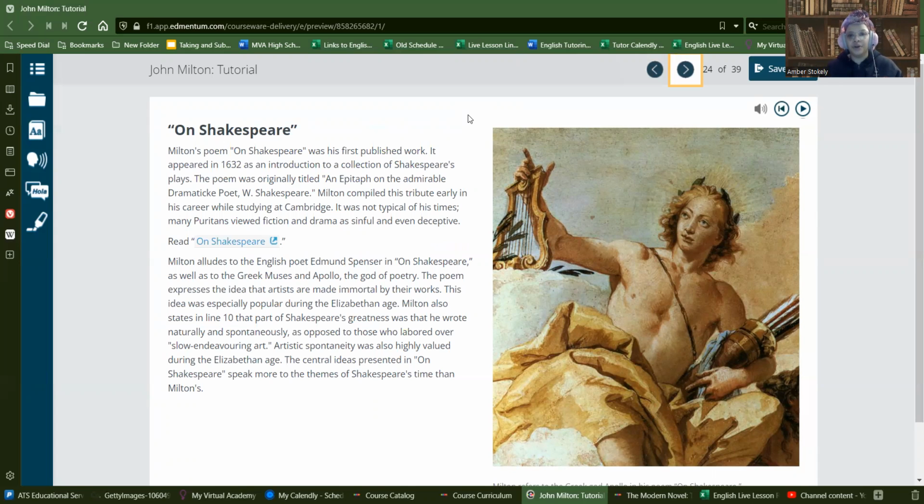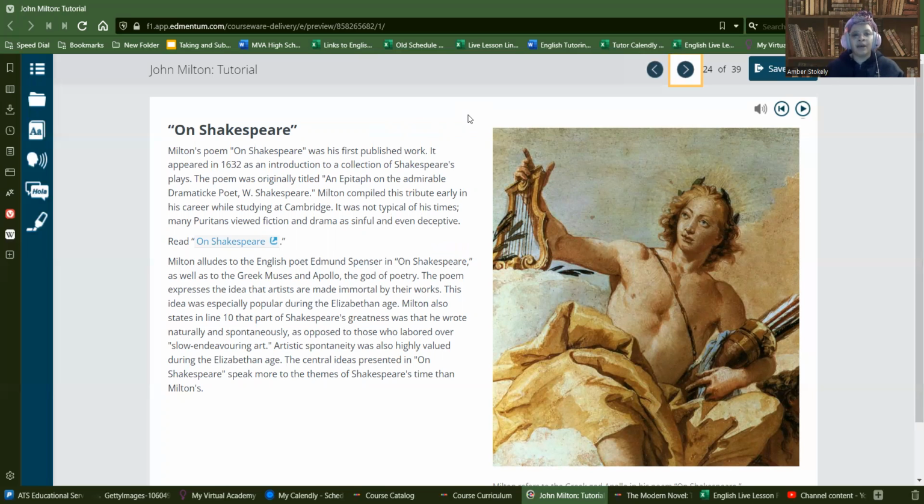All right, welcome back. So we're starting with slide 24, which is on Shakespeare. This was his first published work, and it was written in 1632. And this was as an introduction to a collection of Shakespeare's plays.